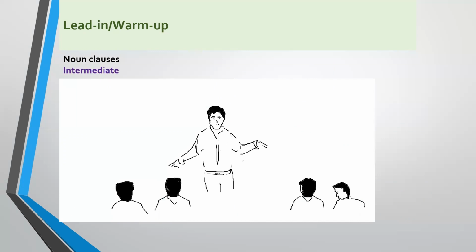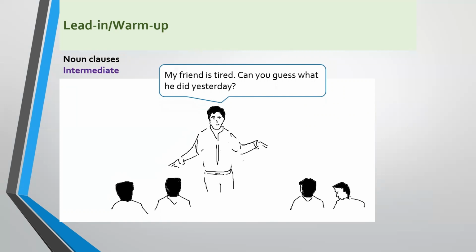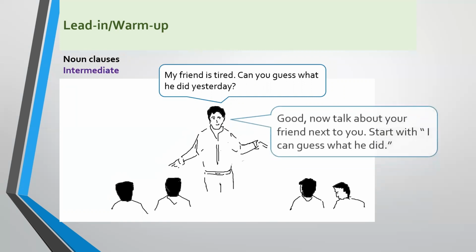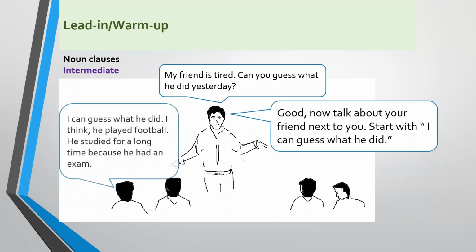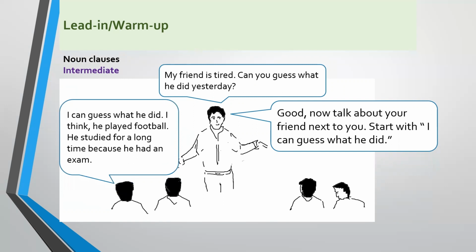Let's move on. For intermediate level students, so you can say level 3, level 4, for example. Noun clauses, you can teach this way. My friend is tired. Can you guess what he did yesterday? You're focusing on the expression what he did. After this session, we can explain to our students what exactly it is. So this can be a lead-in task when you want to teach noun clauses.